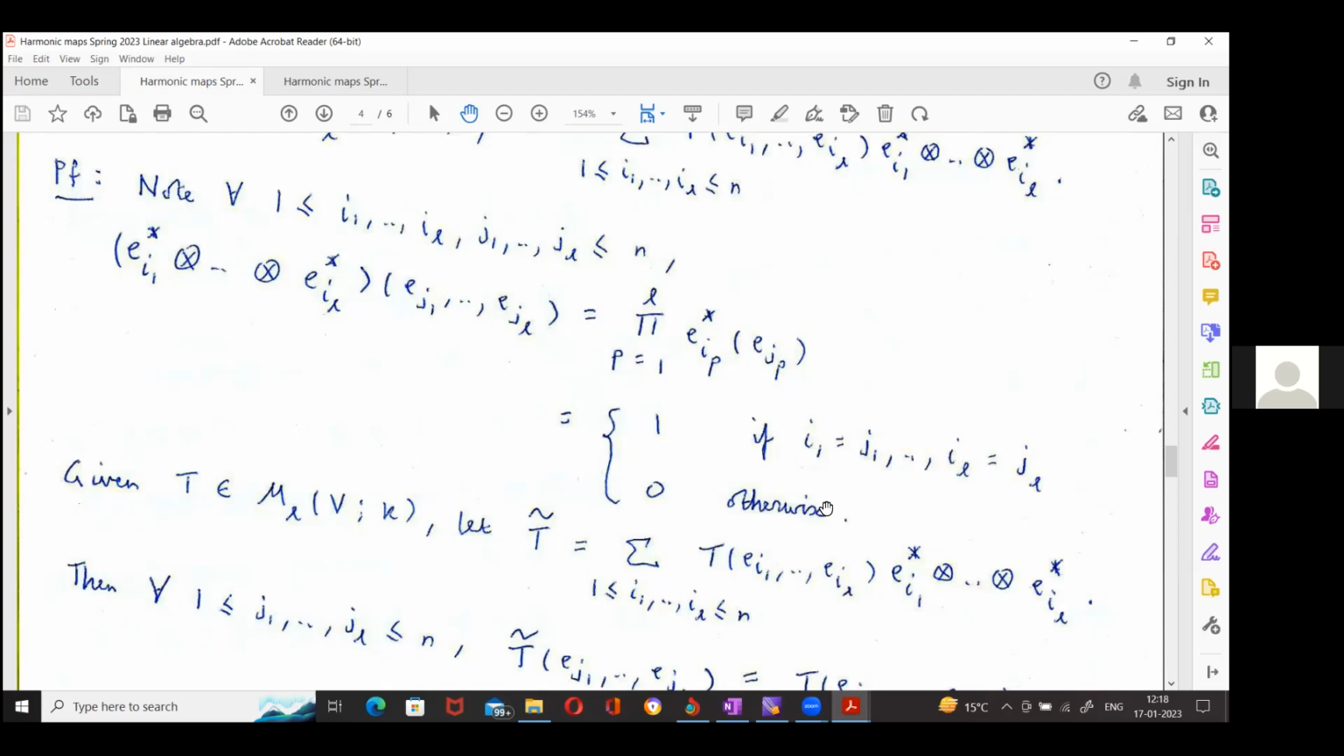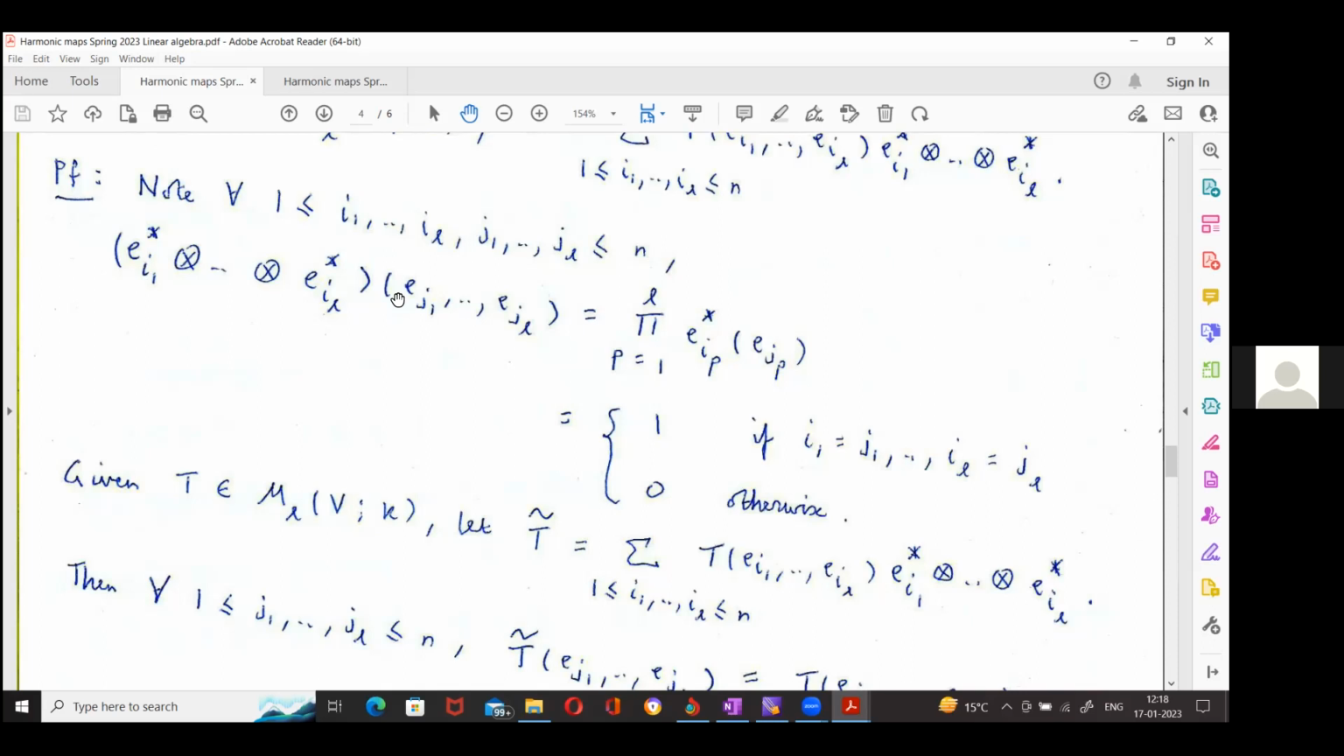Otherwise it's 0. So that means that this tensor product takes the value 1 only on this L tuple of basis vectors. On any other L tuple of basis vectors, it is 0. Is that clear?